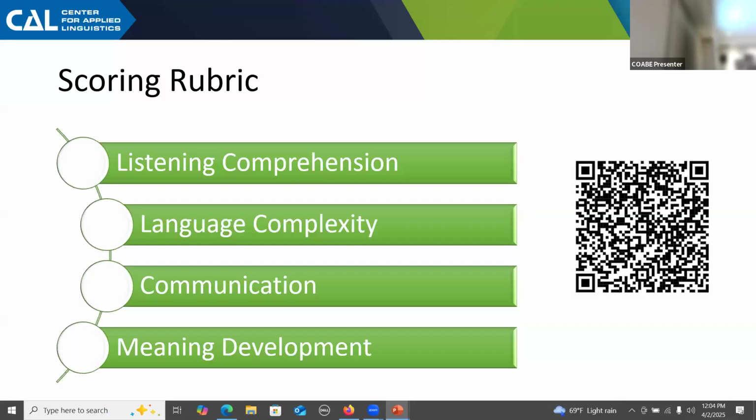The QR code that you see on the screen will take you directly to the copy of that scoring rubric that's available online free of charge. So just in case anybody loses it, they can always download a copy and use it. So it really is a must-have.